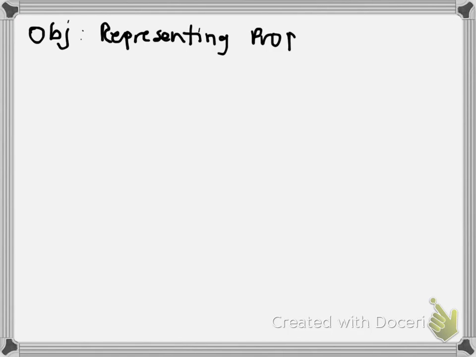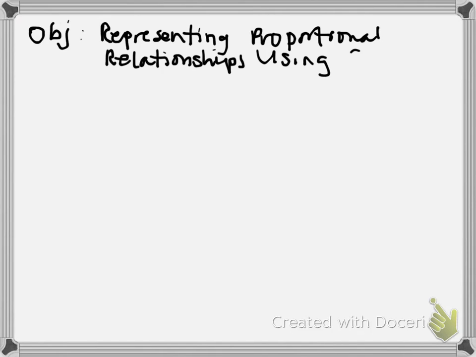Notes from yesterday. Our objective is going to cover what we didn't get to yesterday. Our objective is going to be representing proportional relationships, direct variations, using graphs. Now this is still out of Module 3, Lesson 1. So I'm going to write Module 3, Lesson 1.